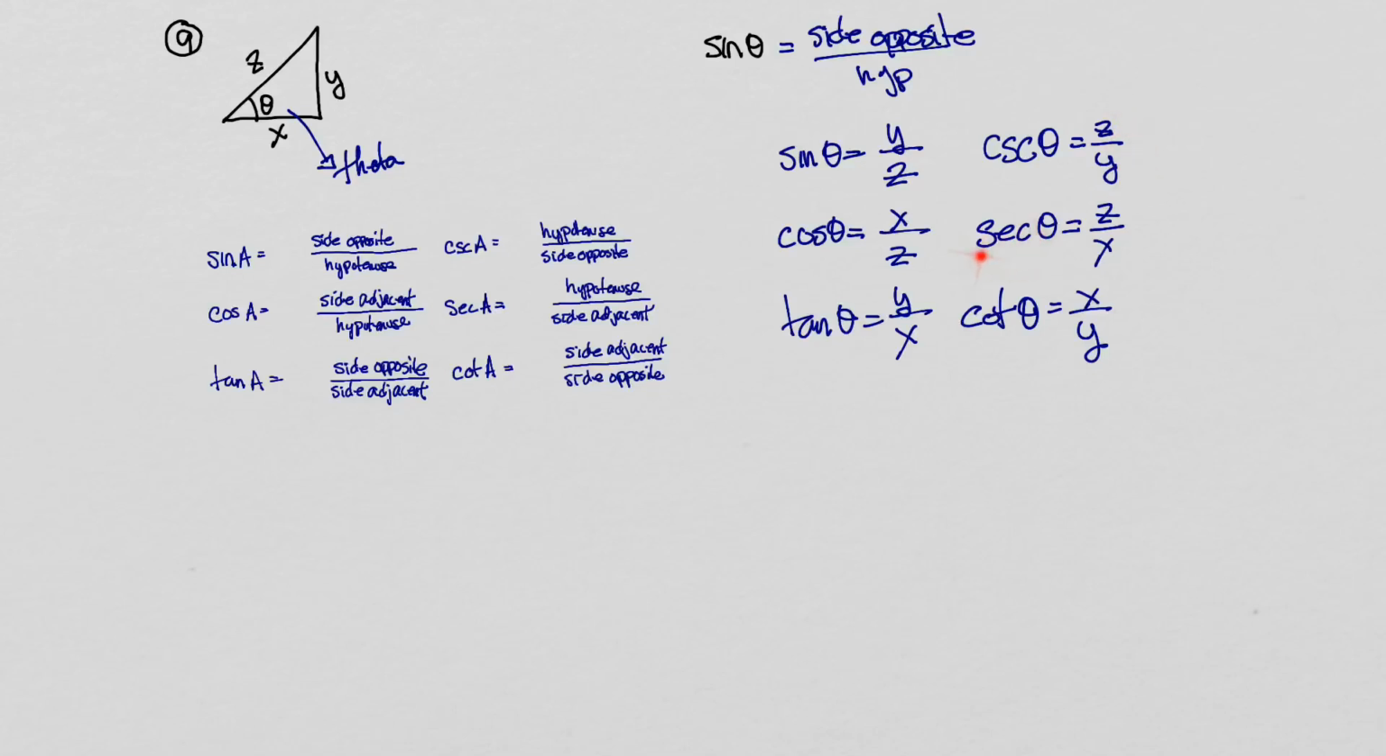Now the secant, here's the secant. It's the hypotenuse over the adjacent. So the hypotenuse is z, the adjacent is x. So the secant over here is hypotenuse over adjacent, z over x. And then finally the cotangent, here's our definition of cotangent. It's the adjacent over the opposite. So here we are at theta. The adjacent is x. The opposite is y. So we are going to get way over here, x over y.